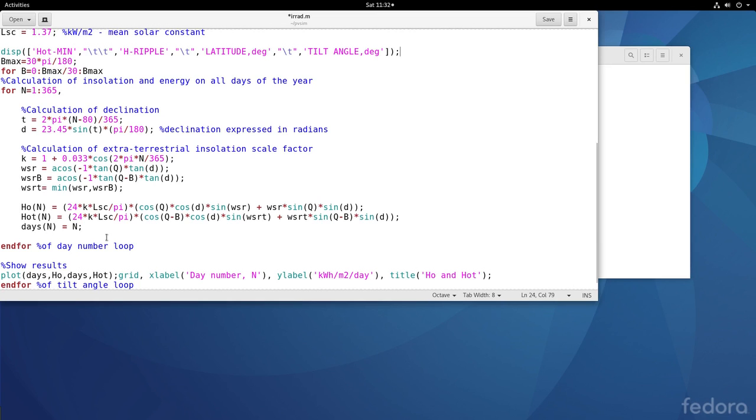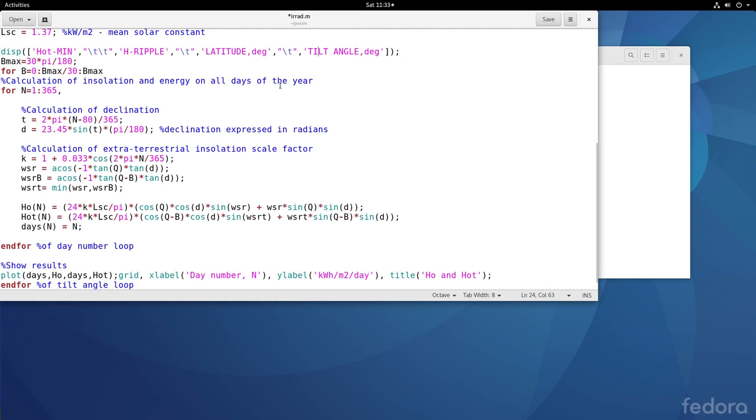Now what I am introducing here is, on the workspace screen we would like to see these parameters. HOT, minimum value of the HOT, an important parameter to see. What is the H ripple? The maximum value of HOT minus the minimum value of HOT. What is that ripple? And we want to minimize that ripple so that it is as much as possible uniform throughout the year. Let us type in the latitude value also, and let us display the tilt angle, what is changing, and that is changing in steps of 1 degree. So you will see I am converting and putting it in degrees.